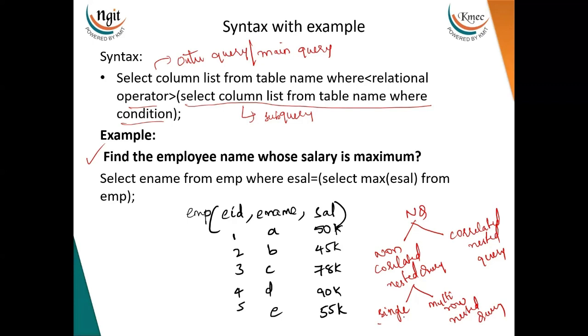What is the difference between single and multi-row nested query is whenever a single row nested query is being executed, this is going to return only one value as the output. Whereas multi-row nested query, when it is executed, it returns multiple values, more than one value as output.